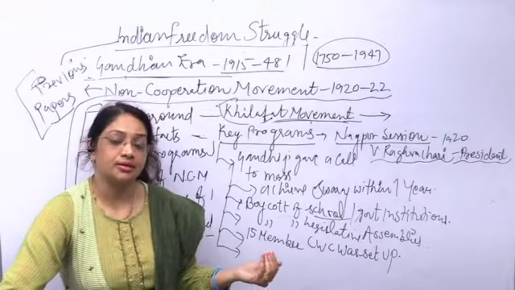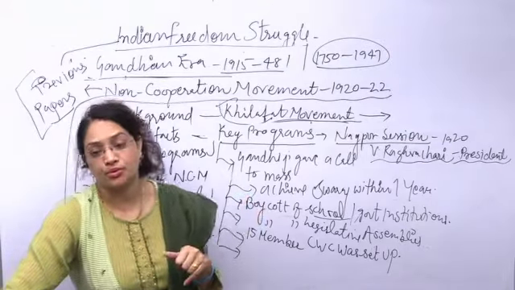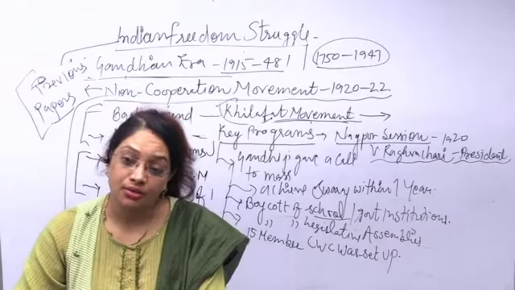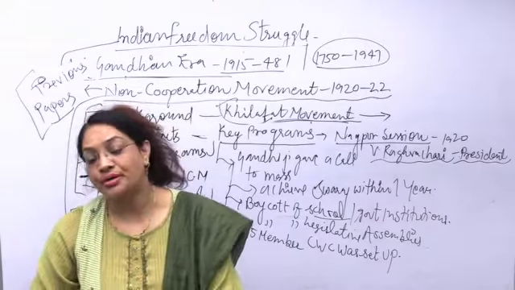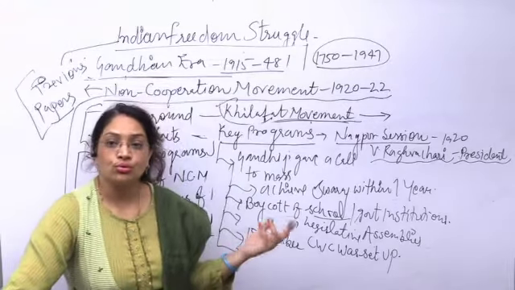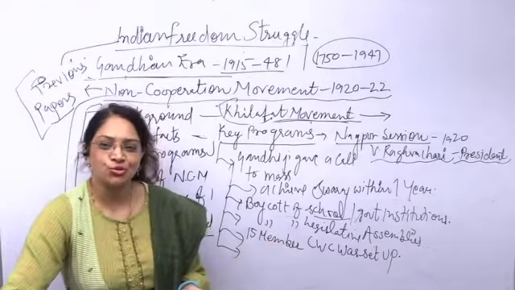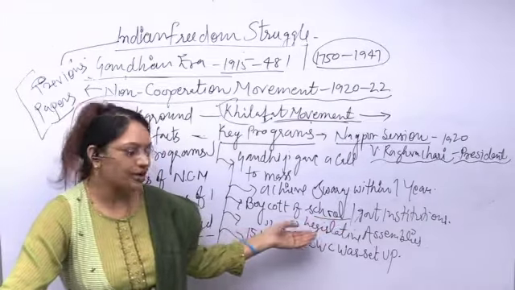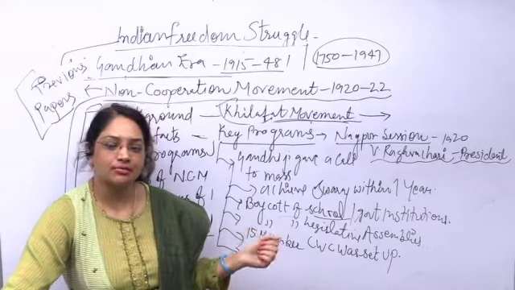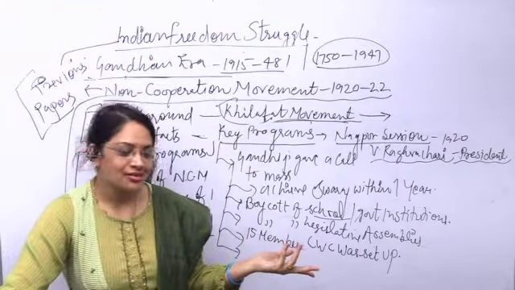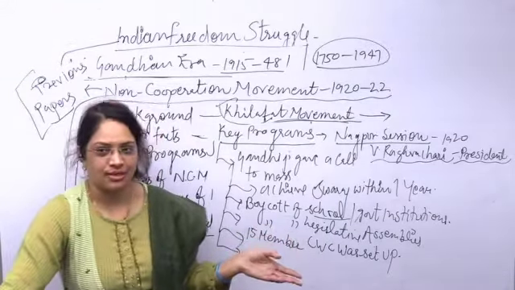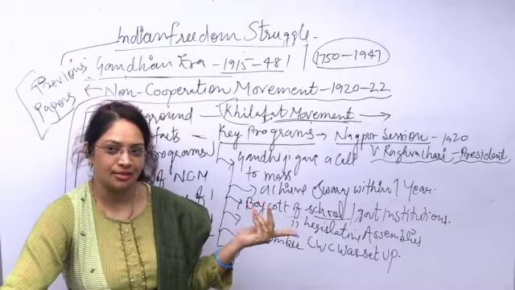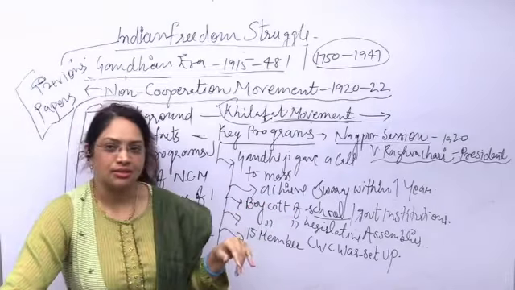That's why later, after the suspension of the non-cooperation movement, the freedom struggle leaders of the Indian National Congress were divided into two groups, that is, changer and no changer. Changers advocated the entry into the legislative council, but the no changers were followers of Gandhiji's line, that we will continue this boycott. So this was the main thing, right?